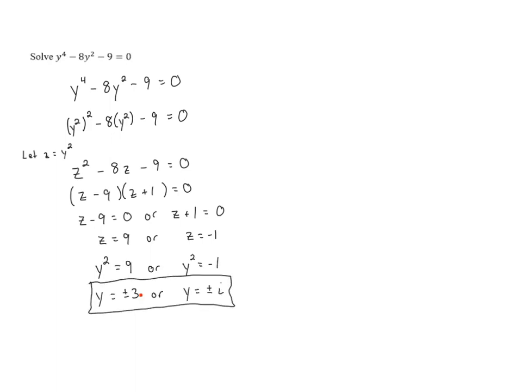y could be 3, y could be -3. Those are real solutions. And then also y could be i or y could be -i. Those are imaginary solutions. So there are 2 real solutions and 2 imaginary solutions, which makes 4 solutions in total, and that's our final answer.